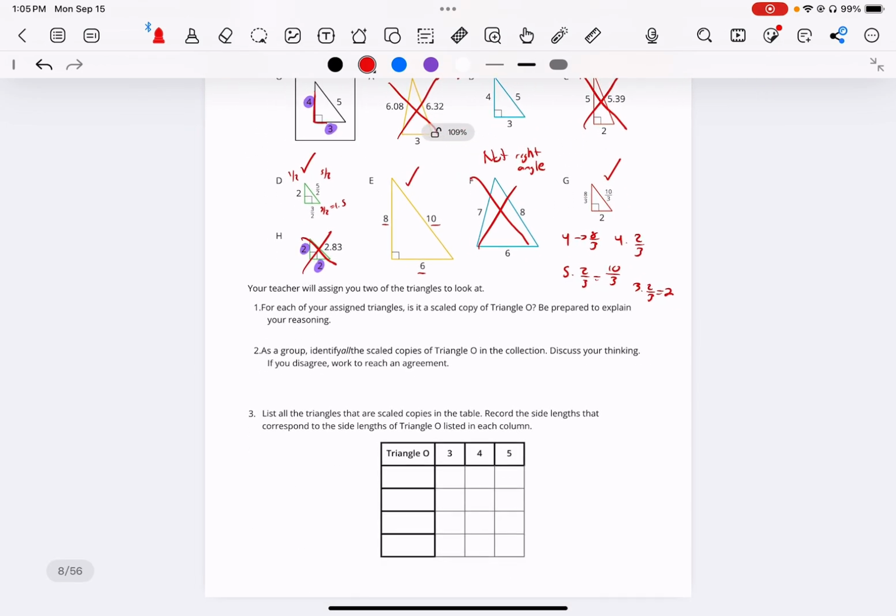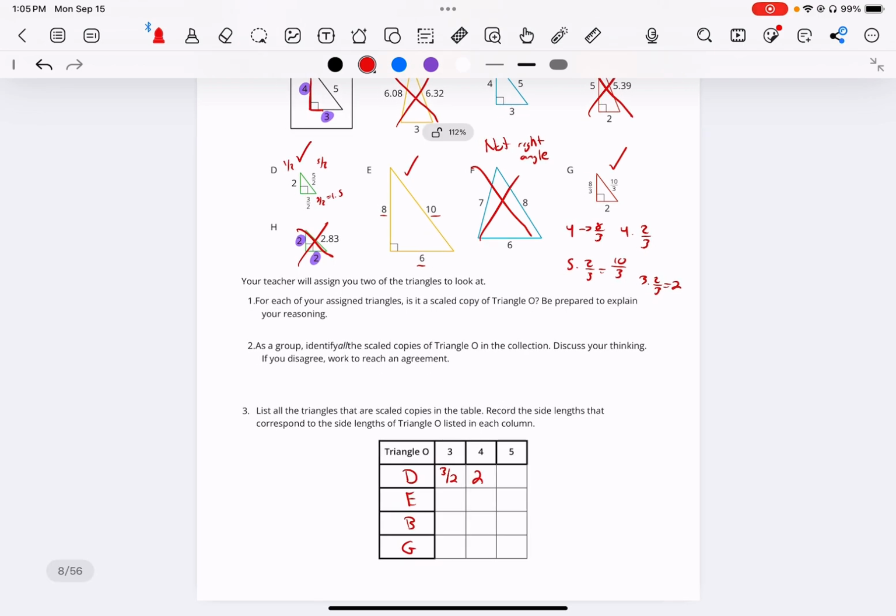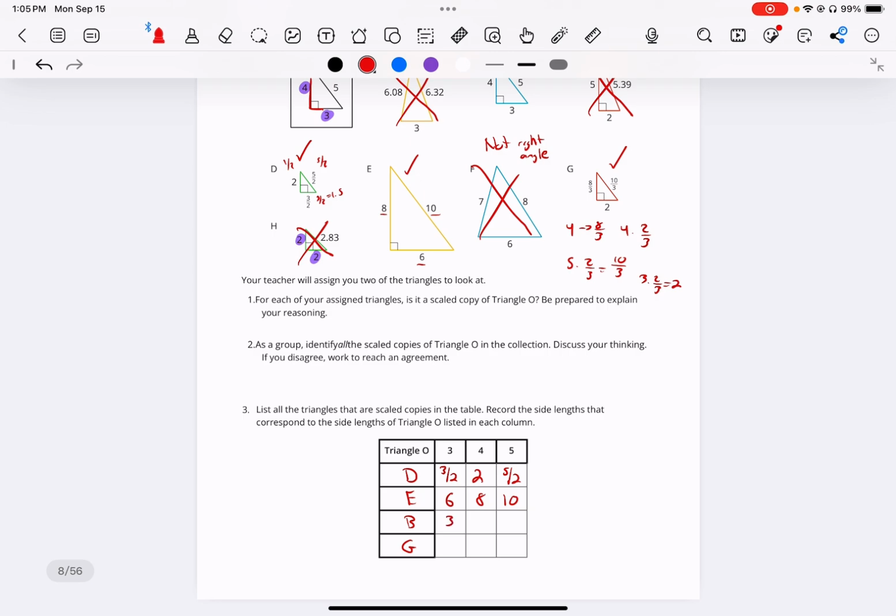So now, if we look at this table, we're going to see what the dimensions are and see how they compare. So we have triangle D, E, B, and G. For triangle D, my dimensions were 3 over 2, 2, and 5 over 2. For E, we had 6, 8, and 10. B, we had 3, 4, and 5. And G, we had 2, 8 over 3, and 10 over 3. So I'm going to see what I multiplied by. To go from my original to D, I multiplied by 1/2. To go from my original to E, I multiplied by 2. My original to B, I multiplied by 1. And my original to G, I multiplied by 2/3.